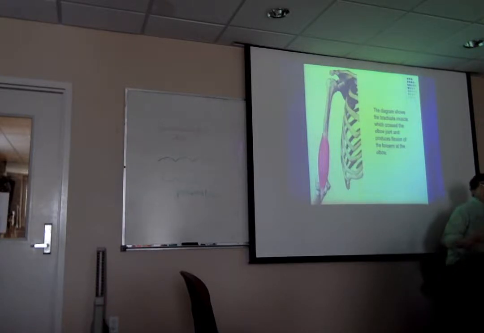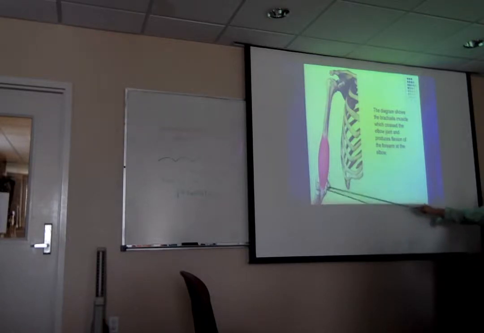Here, look, we show the brachialis again. That's crossing the elbow joint, and produces flexion of the forearm at the elbow. What type of attachment is this? Is that direct or indirect? Indirect. What bone is the origin? The humerus. What's the insertion? Ulna. Right.